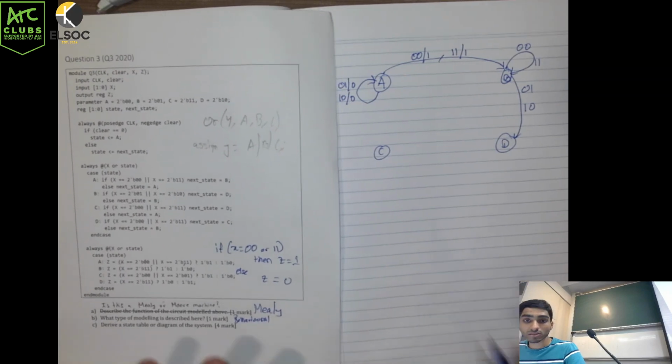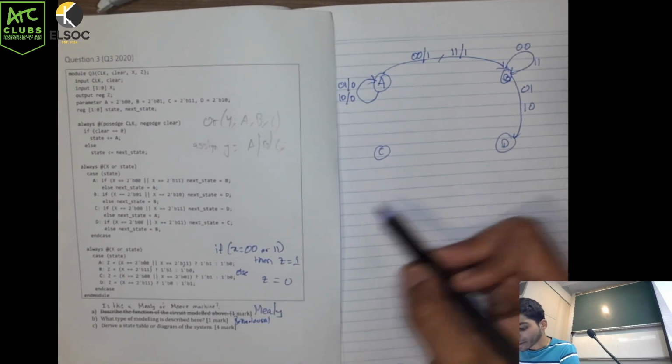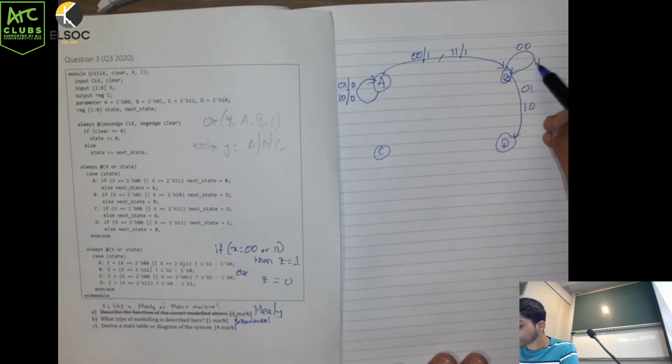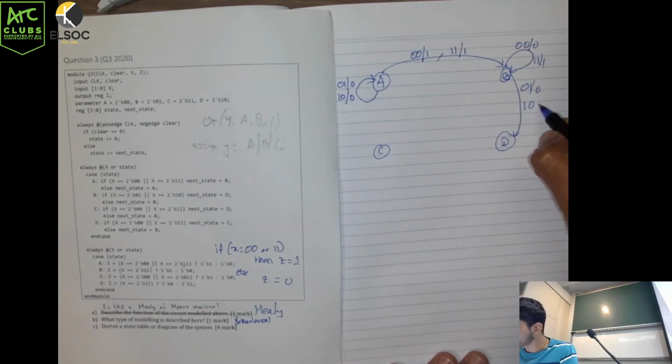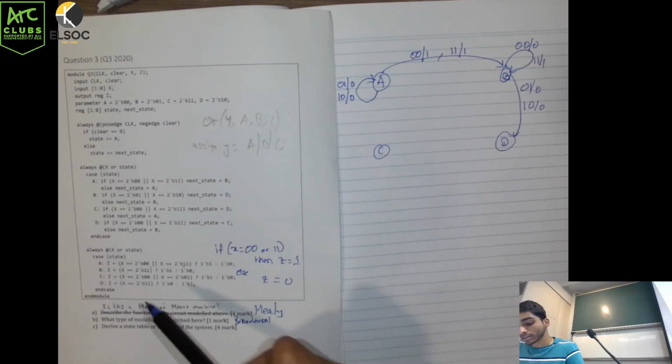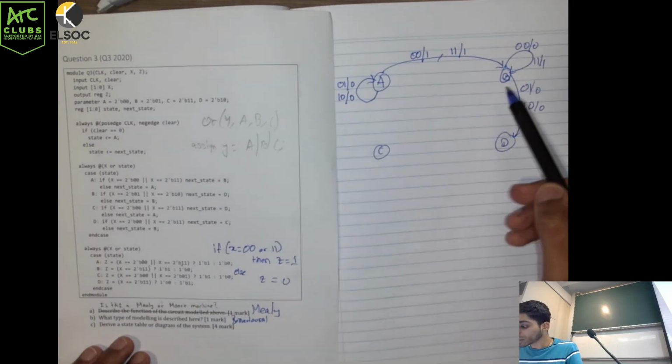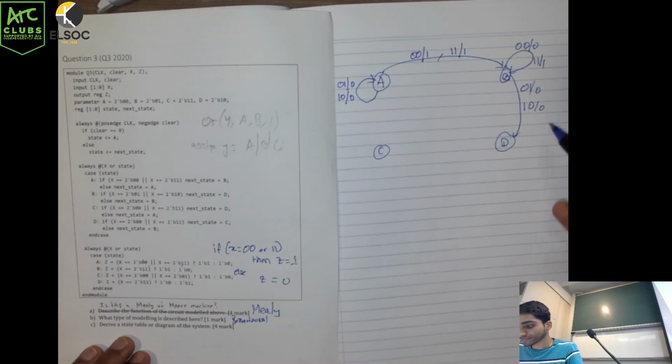Hopefully that's still legible. Okay, so if x is 1, 1, then the output is 1. Otherwise, the output is 0. Does it make sense where I got that from? Over here, if x is 1, 1, then it's 1. Otherwise, the output is 0.